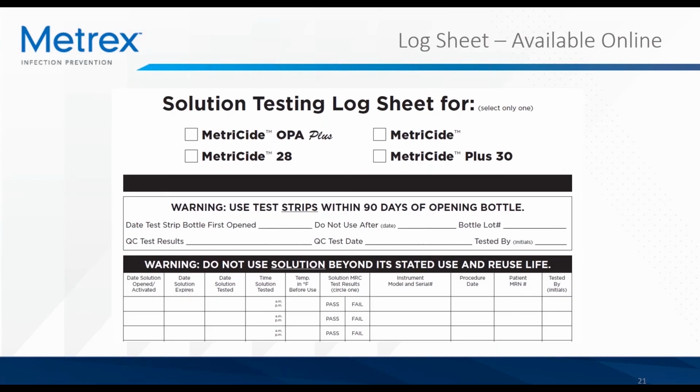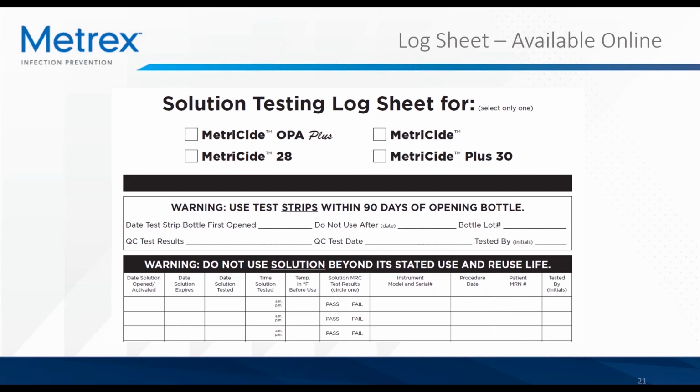What you're looking at now is a screenshot of our solution testing log sheet, which will be made available to you following this webinar. Your facility can, of course, create your own log sheet that will include all the details your facility chooses to monitor, as a lot of times facilities require even more data than what this example captures.